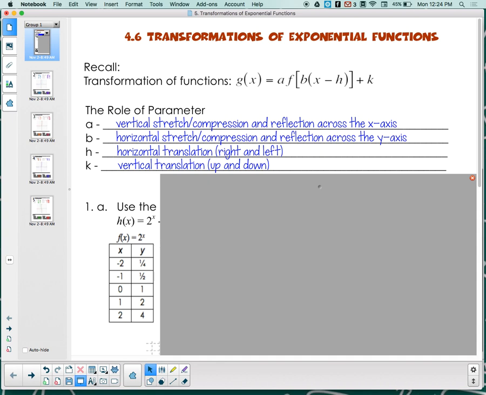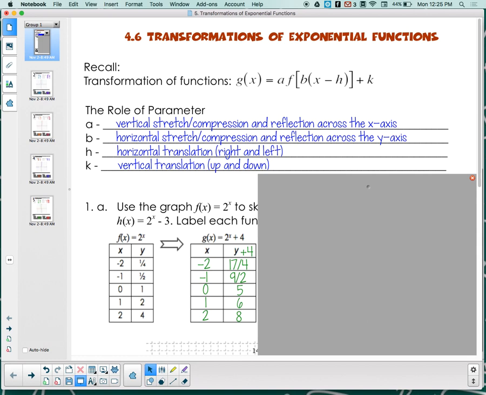We want to transform it by adding 2 to the x plus 4, which means what's going to happen? It's going to move up 4 spaces. So in terms of the mapping notation, that's k. We're just adding 4 to the y value. 2 to the x plus 4 means we're adding 4 to our y value. Our x value stayed the same: negative 2, negative 1, 0, 1, 2. Our y value is going to add 4.